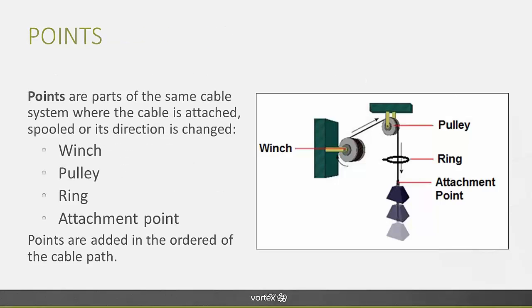The cable system is defined via a series of points. Points are part of the same cable system where the cable is attached, spooled, or its direction is changed. There are four different types of points: a winch, a pulley, a ring, or an attachment point. The points are added in the Vortex editor in the order of the cable path. In the diagram, you can see a winch, a pulley, a ring, and an attachment point.